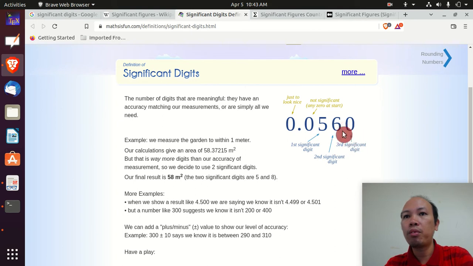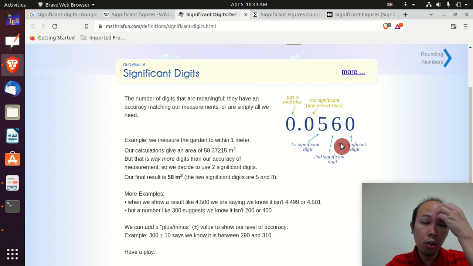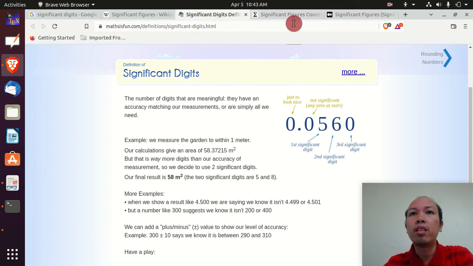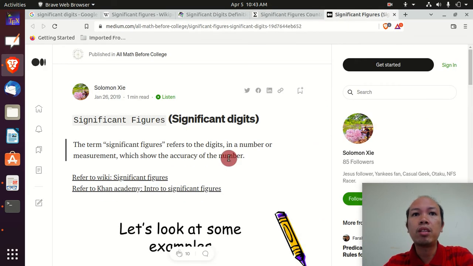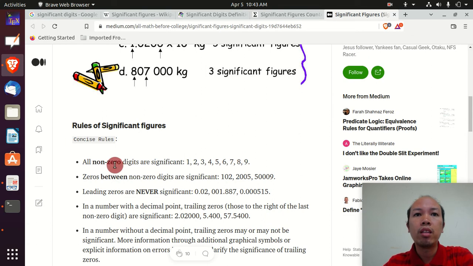If it is after the number, it is always that. Non-zero digits are significant, like 1 2 3 4 5 6 7 8 9, these are all significant digits. This second rule: zeros between non-zero digits are significant.